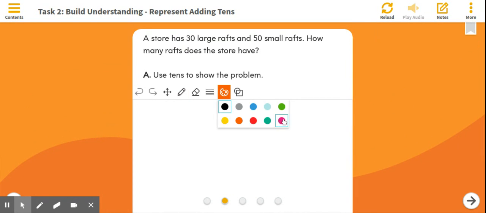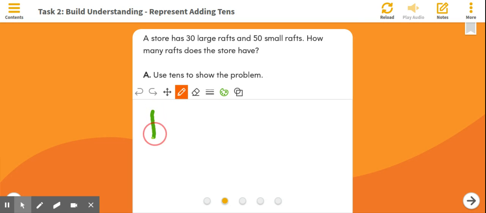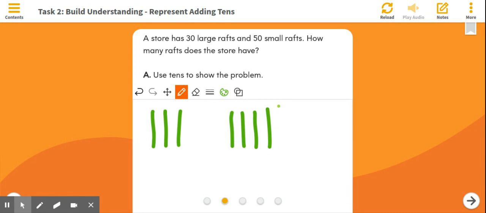I'm going to make them green again. Make them a little bit thicker so they're easier to see. Okay, so 30 large rafts would look like this. 10, 20, 30. 50 small rafts would look like 10, 20, 30, 40, 50. And again, can you use your cubes to do this? Absolutely. I would love it if you're using those green cubes. That's why we gave those to you.